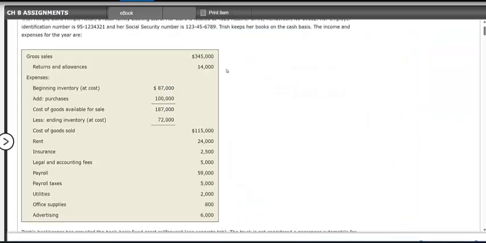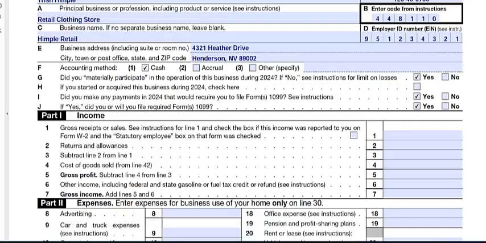The information we need for the Schedule C is here in the narrative, so we will just transfer these figures over to the appropriate line on Schedule C. The gross receipts were given as $345,000. There were some returns and allowances, which reduce the amount of the gross receipts. So if we subtract the returns from the gross receipts, we'll get $331,000.